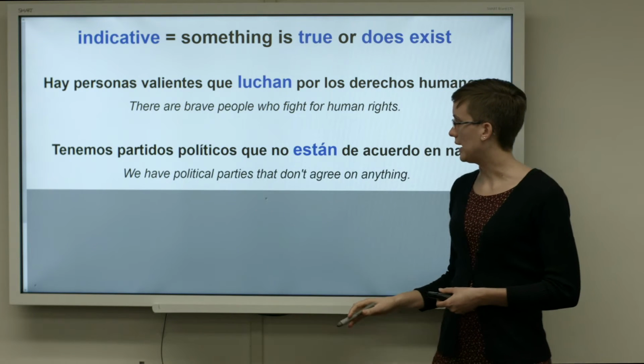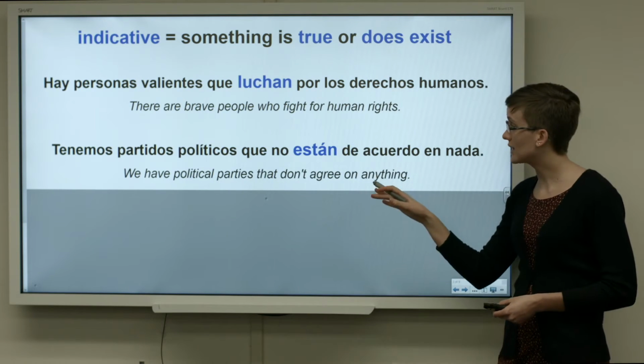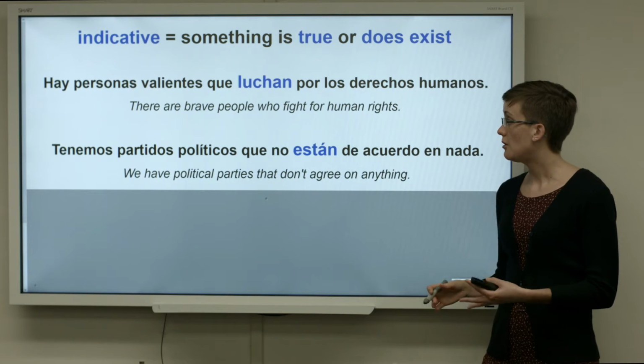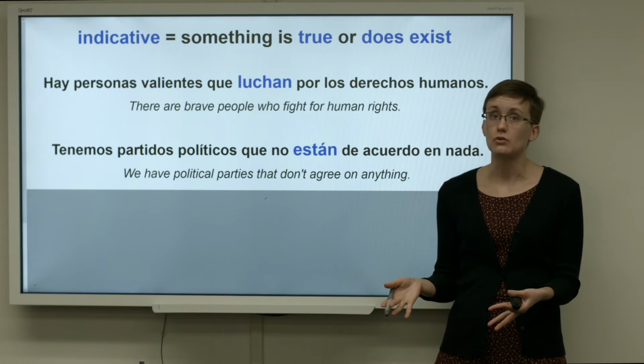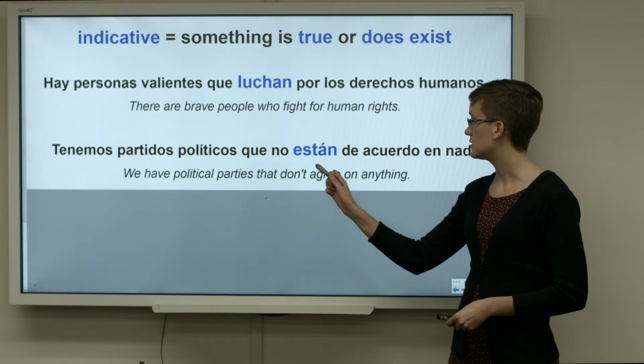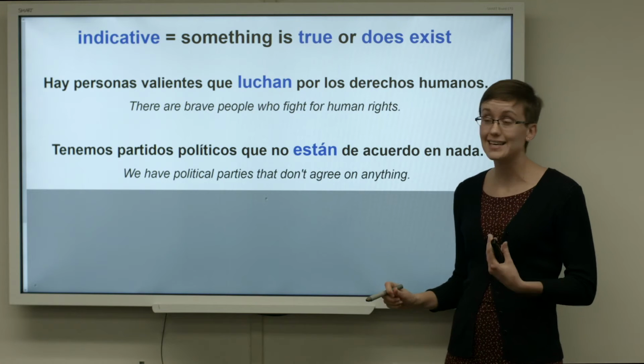In the same way, if we say, tenemos partidos políticos que no están de acuerdo en nada, we believe this statement is true. It's not in question to us. So we are going to use the indicative form of the verb están.